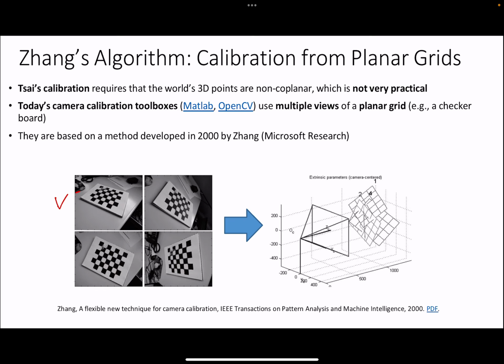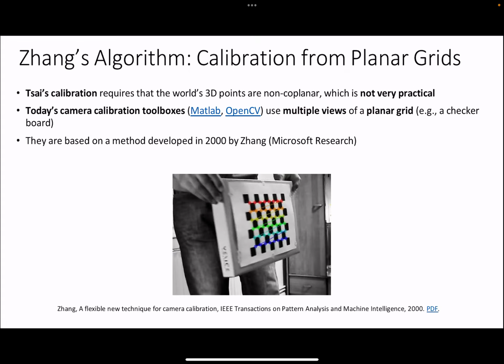The Tsai calibration requires that world 3D points are non-coplanar. Coplanar means all points are in the same plane, and non-coplanar means all points are not on the same plane, which is not very practical. As I said, we need to prepare this kind of 3D object. Making this 3D object is also not very trivial. So today's camera calibration toolboxes like MATLAB and OpenCV use multiple views of a planar grid, a checkerboard. They are based on a method developed in 2000 by Zhang, Microsoft Research. The Tsai calibration requires that the world 3D points are non-coplanar, which is not planar.